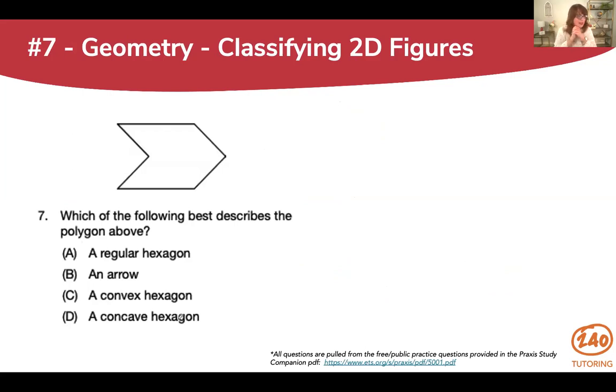So let's look at this one. Number 7, this is geometry, and we're classifying 2D figures. So it says, which of the following best describes the polygon above? Now, really, this question is a knowledge of your vocabulary. What do you know in math vocabulary and what concepts do you understand? There's really no math to do. So let's talk about the vocabulary here.